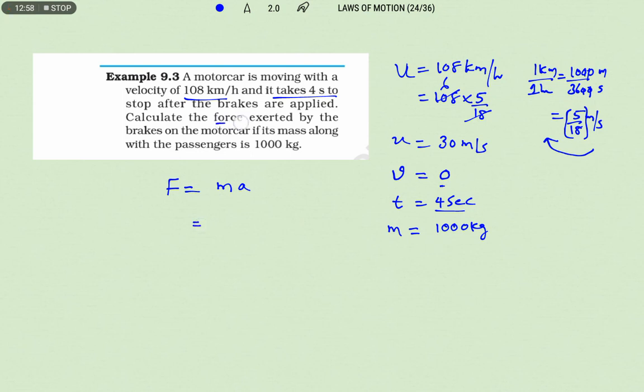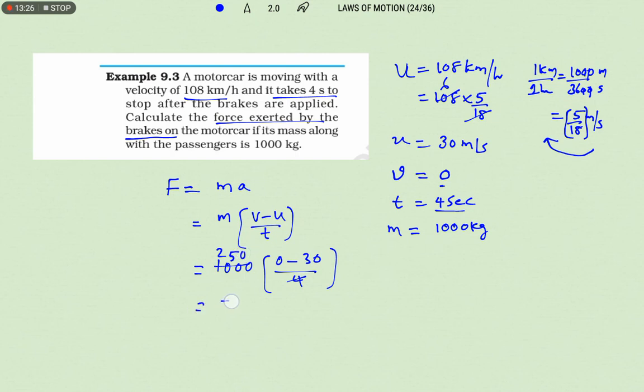How much force is exerted by the brakes on the motor? So let us find m into a. I am writing a as (v minus u) by t. So m is 1000, v is 0, u is 30 and t is 4. So 4 2s are 8... 30 by 4 is 7.5, so the force is minus 7500 newtons. Sir, why are we getting a negative sign?